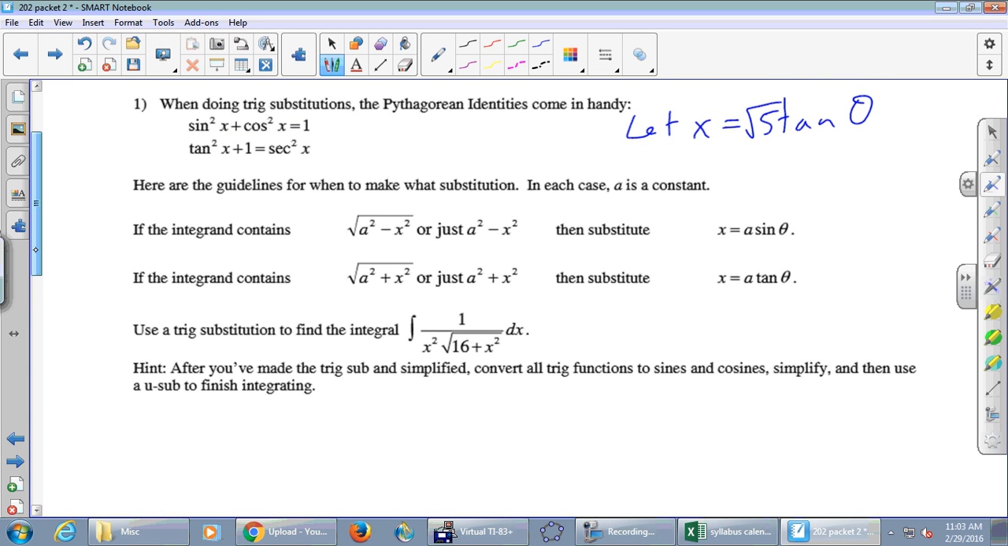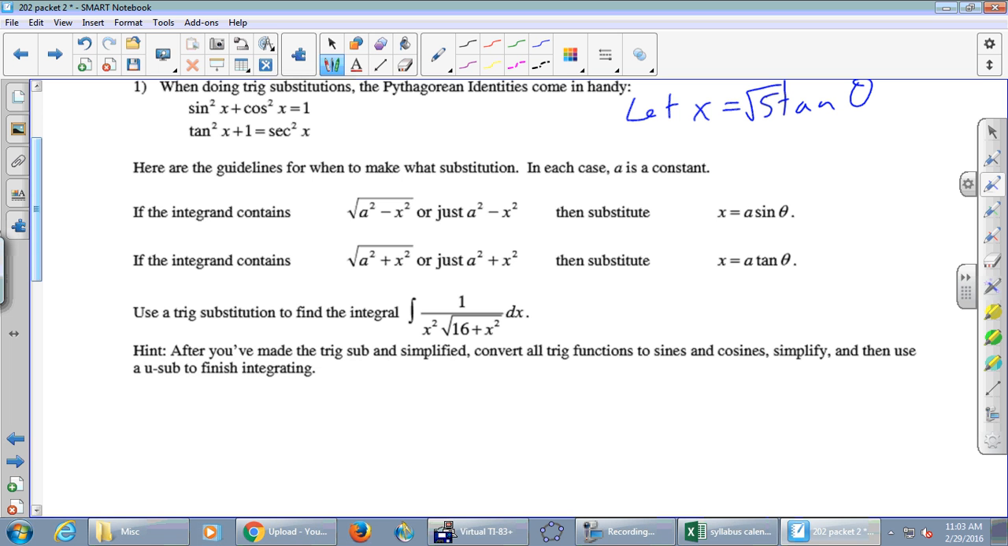So take a gander at the general suggestions there. Your first practice problem is here. And just recognize that trig substitutions are really hard. Okay, I'll walk around and help.